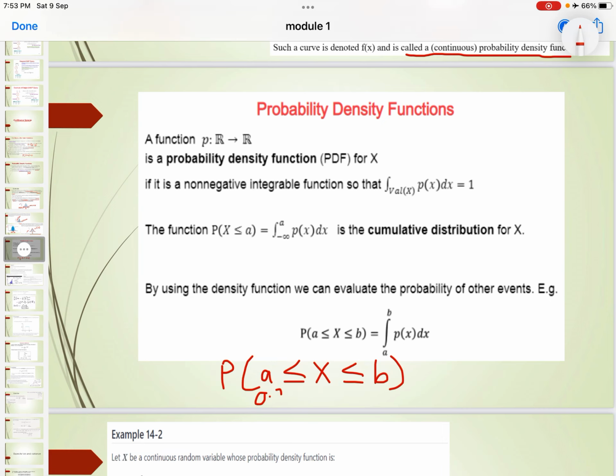So suppose this is 2.0, this is 2.3, and you need to find for x. It will be equal to the integral with upper limit 0.3 and lower limit 0.2 of p of x dx.